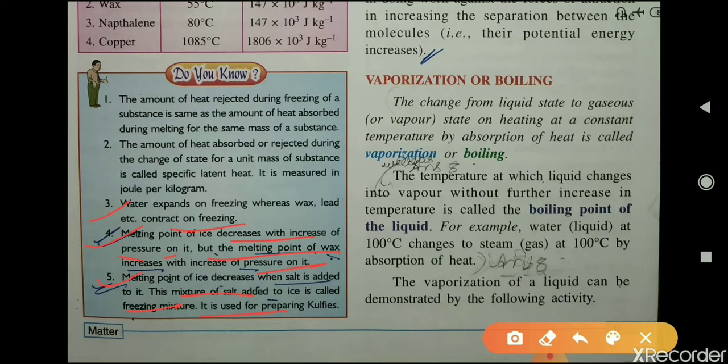Okay, now vaporization or boiling. The change from liquid state to gaseous state on heating at a constant temperature by absorption of heat is called vaporization or boiling. The temperature at which liquid changes into vapor without further increase in temperature is called the boiling point. For example, water at 100 degrees Celsius changes to steam at 100 degrees Celsius.